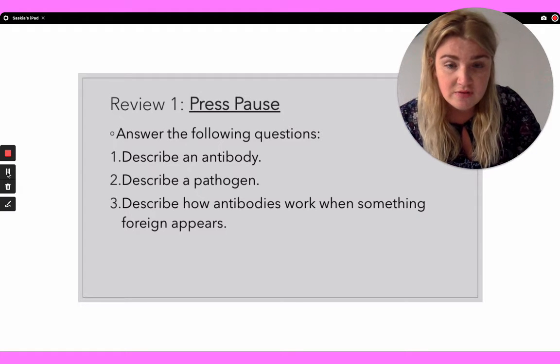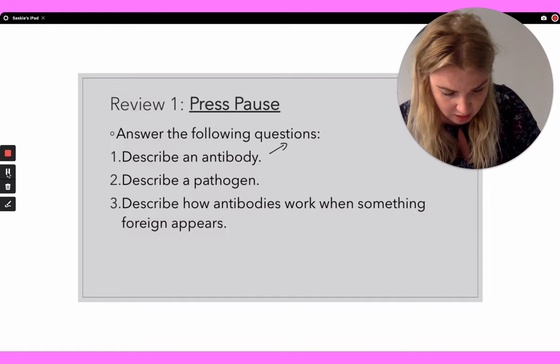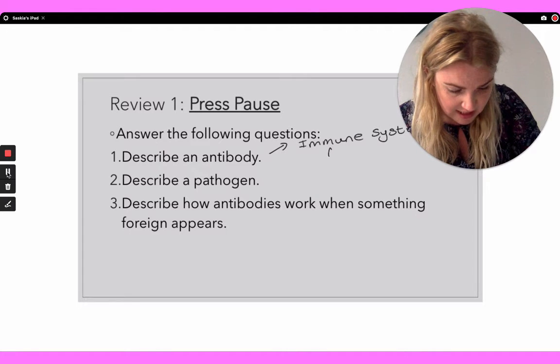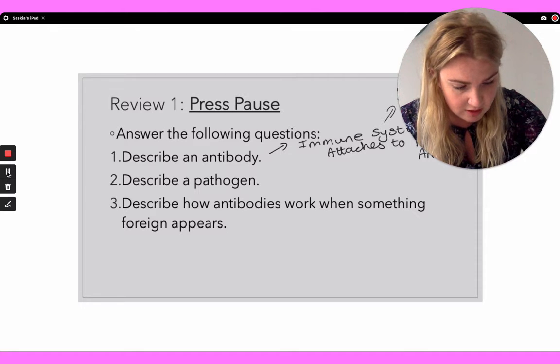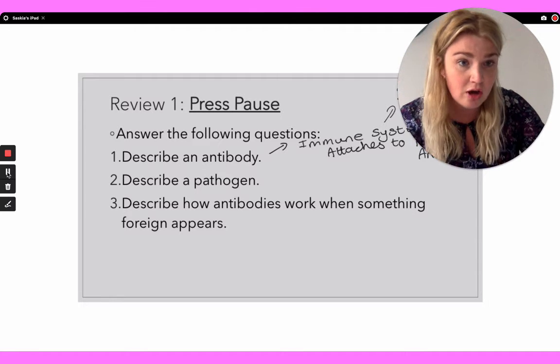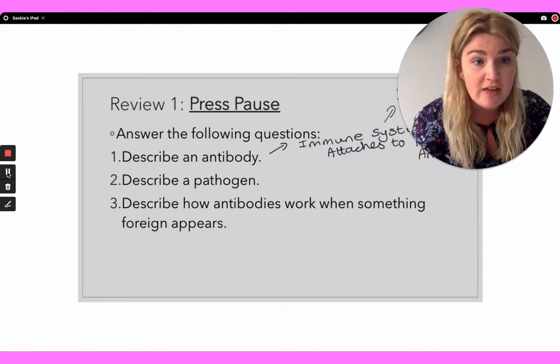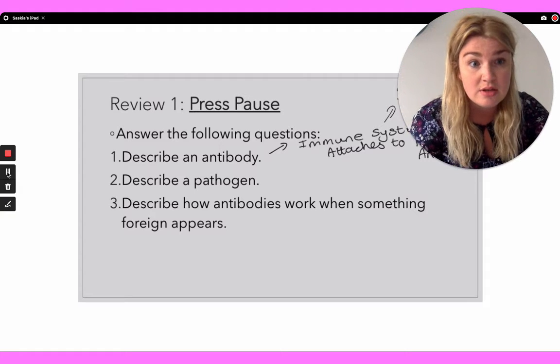Right, so the first question for you was to describe an antibody. An antibody is part of your immune system. So it defends your body, normally attaches to pathogens. It's the antigen part of a pathogen. It might be worth noting that they are specific. So if you've got an antibody for the cold or the flu, you've only got one antibody for that. If you then end up getting measles or something, then you need another antibody. I'm just trying to think of diseases off the top of my head.